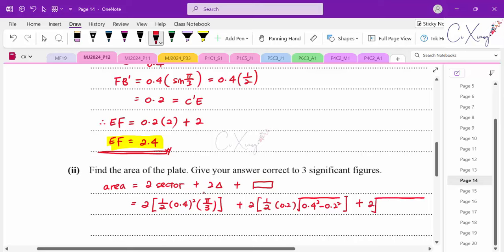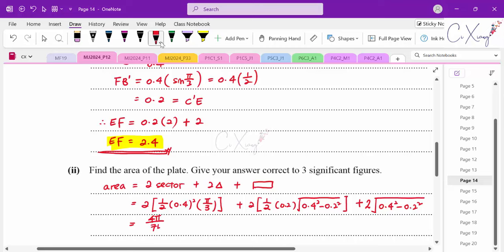So again, the height is like what we have just now in the triangle. It is 0.4 square minus 0.2 square, then square root. Please take note, this is a multiply 2, not square root. Then you just try to simplify the answer for this part.